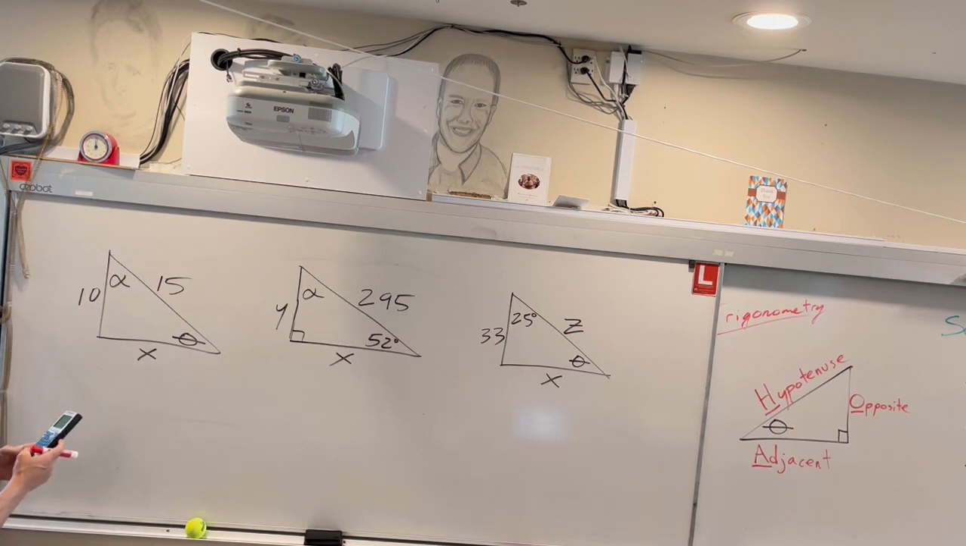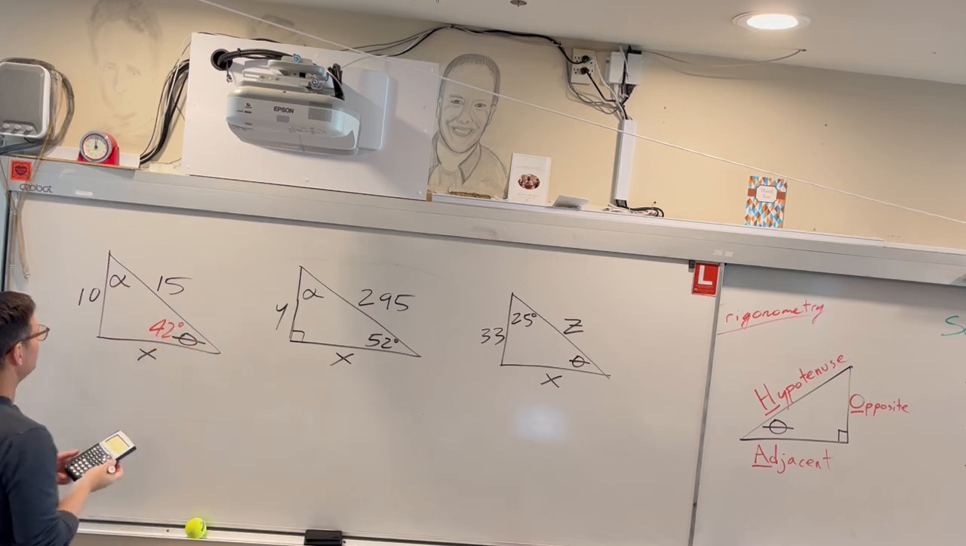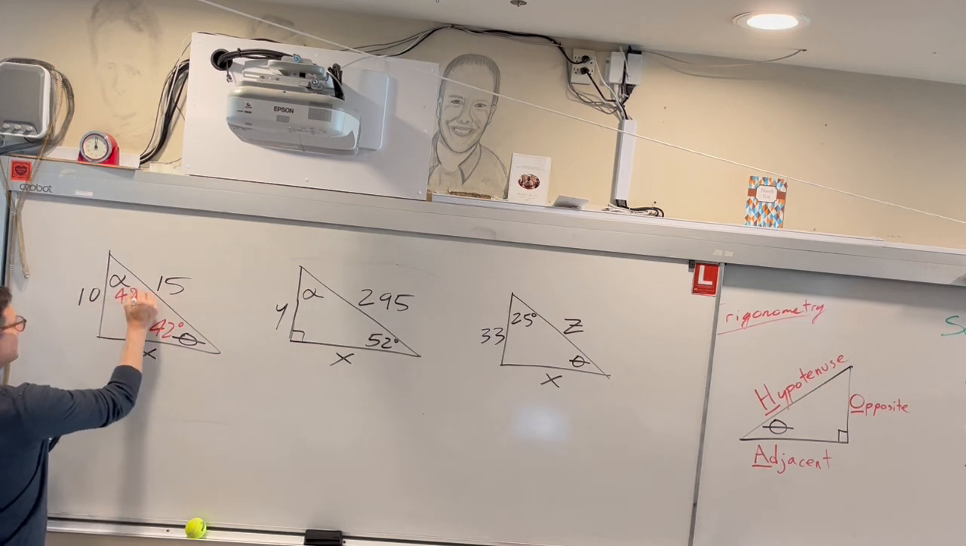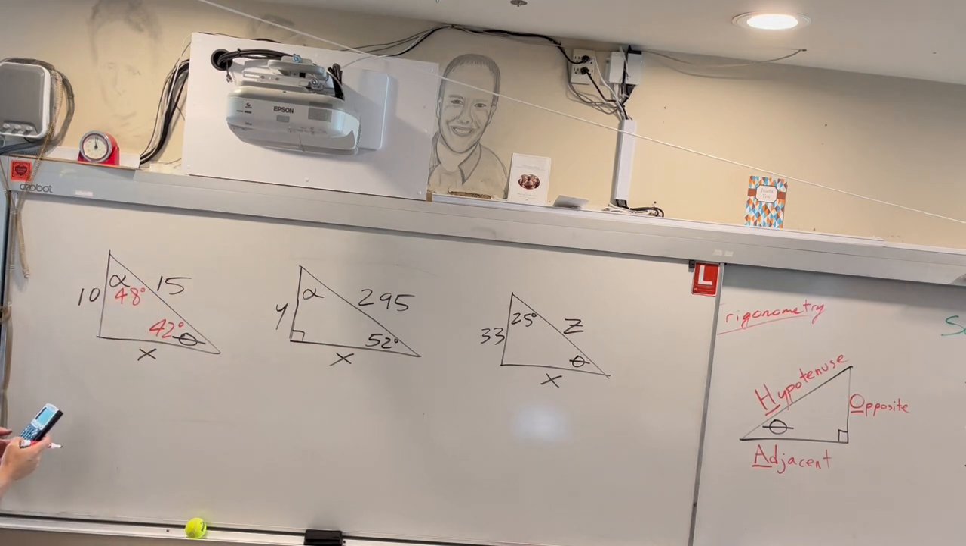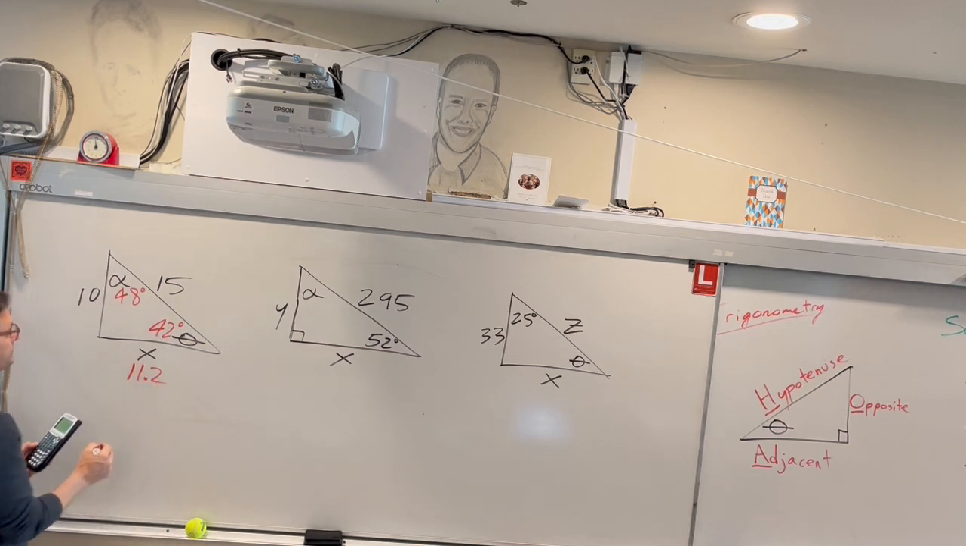So I'm going to go second sine of 10 over 15. This should be about 42. And then I'm going to do second cosine of 10 over 15. That should be about 48. And then x should be 15 times sine of 42. Oh, it's in rad. Close to 42. I think this is about 11.2 or so.